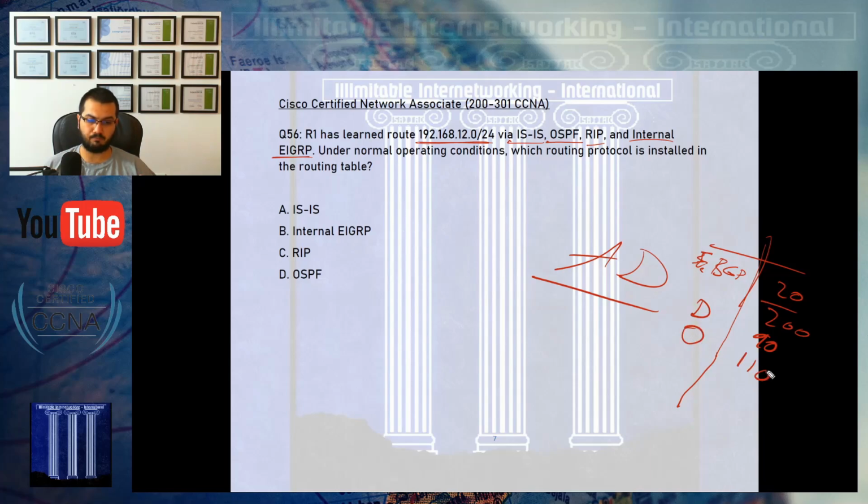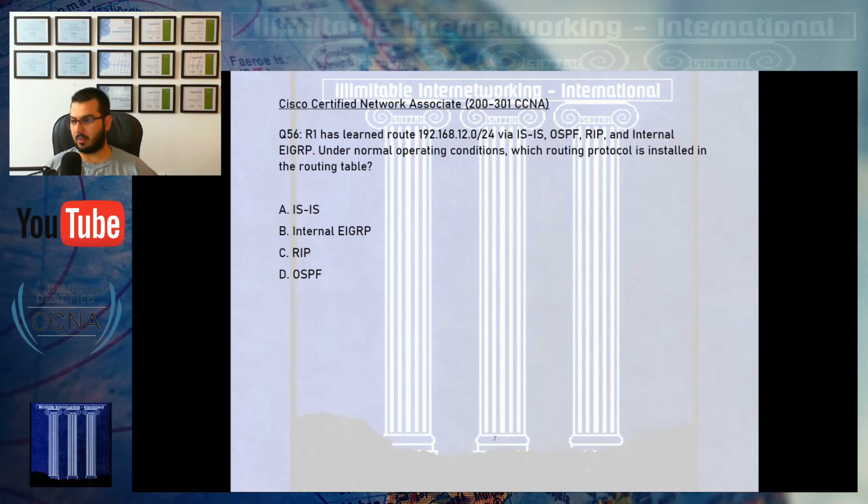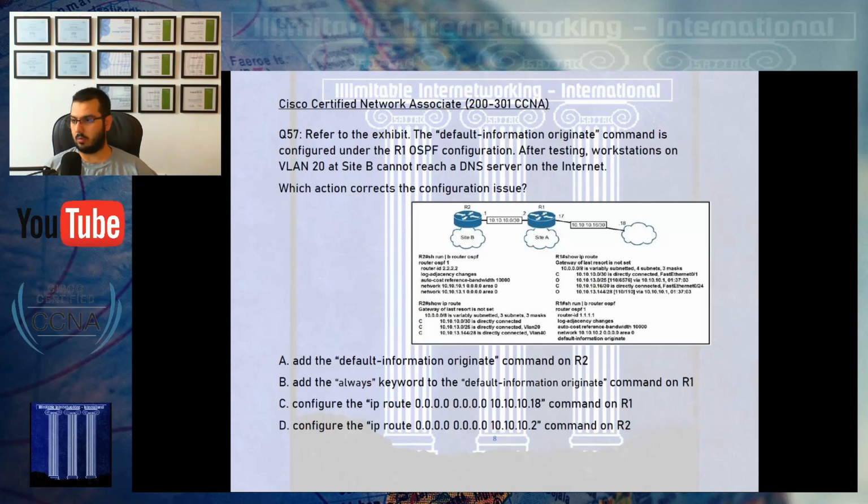OSPF has 110. ISIS, I believe, has 115, and RIP definitely has 120. So these guys will never win, because EIGRP will always win. Whenever there is an internal EIGRP, internal EIGRP will win. By default EIGRP is an internal protocol. External EIGRP is rarely used.